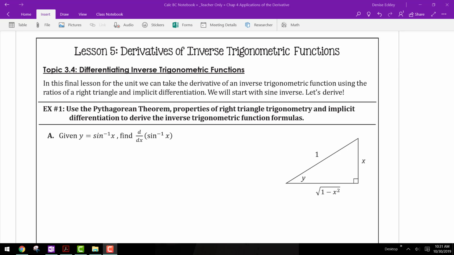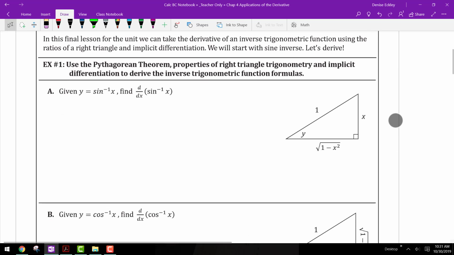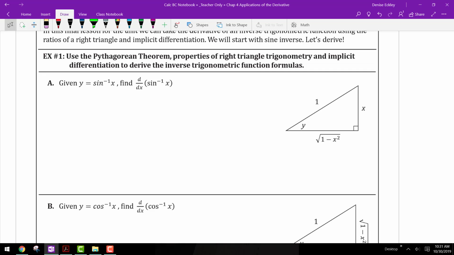So let's start with inverse sine of x and find the derivative of inverse sine. The way we're going to start this is we are going to solve this for x, so x is no longer the variable, x is going to be a function of y. So if y equals sine inverse x, then sine of y is going to equal x.